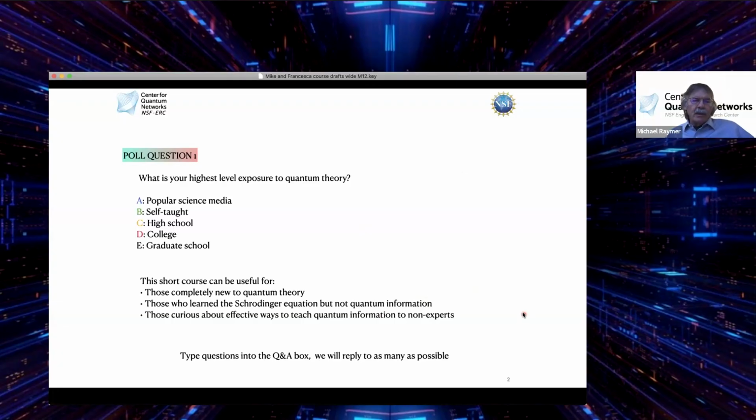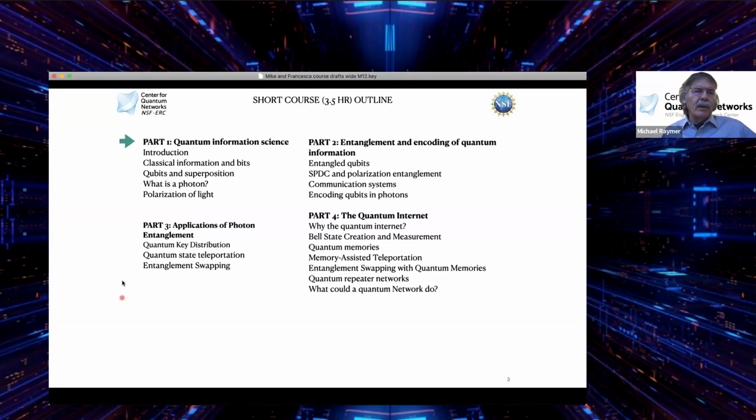We're trying to make this course accessible to all of you: those who are new to quantum theory, those who learned the Schrodinger equation in school but not much about quantum information, and also those who already have a PhD or master's degree, but are interested in possible ways of communicating to the public how to teach quantum information to non-experts. So that's what we're moving along towards here.